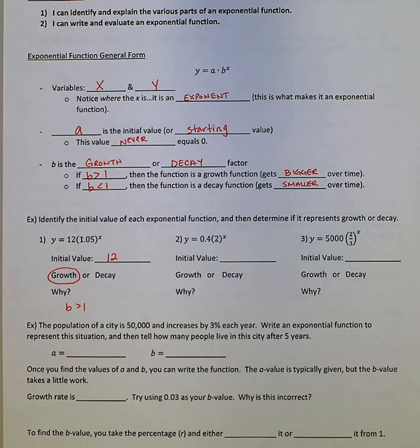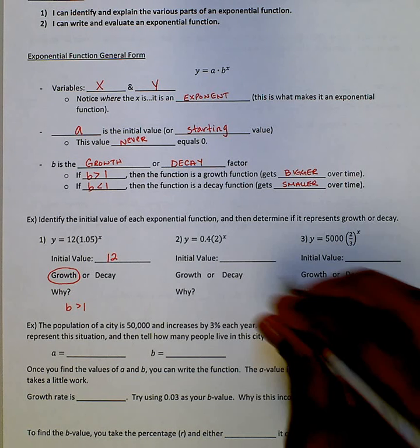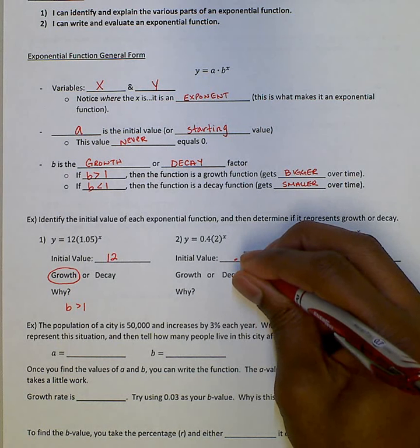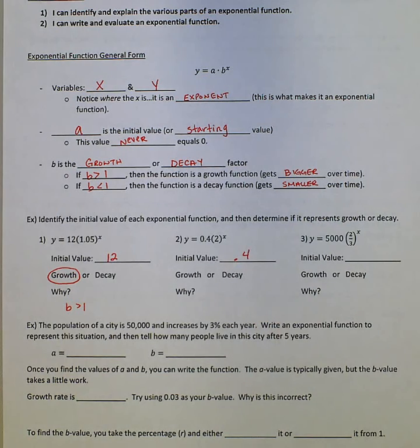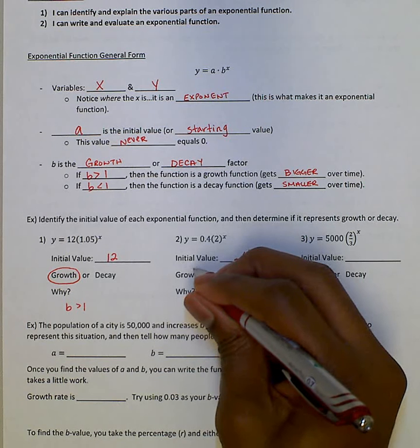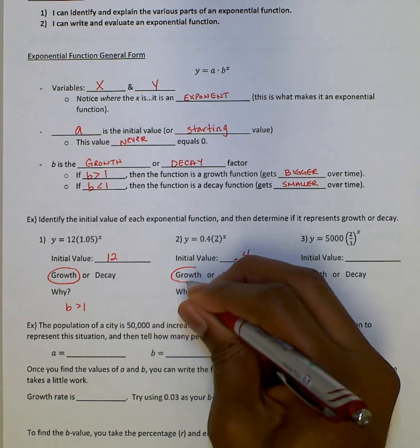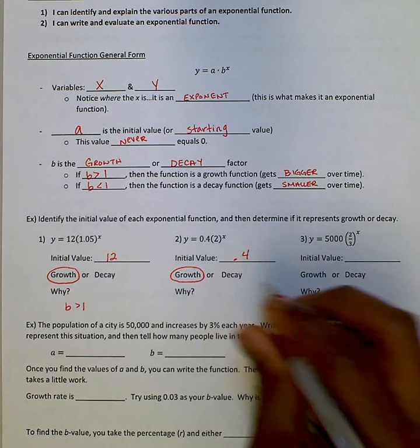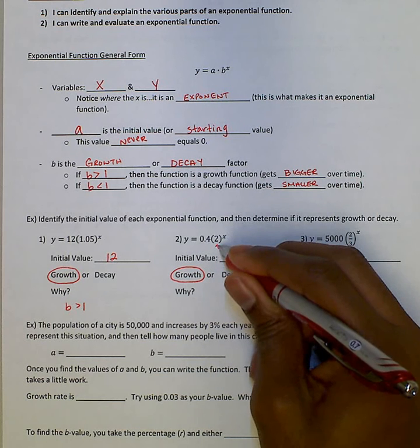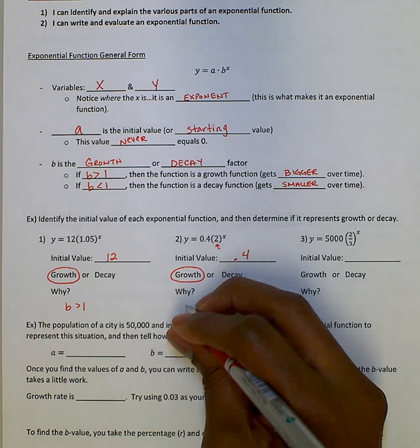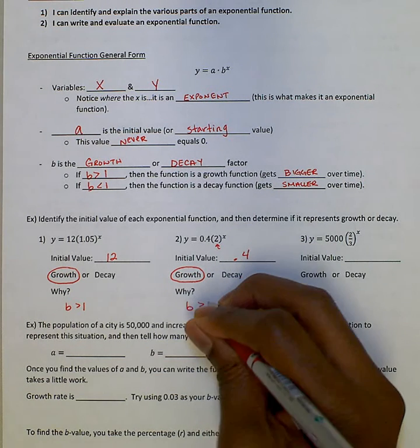For number 2, the initial value is 0.4. Is this a growth or decay function? Again, it's growth. If you thought decay, remember we're looking at the b value. The b value tells us if it's growth or decay. And again, b is greater than 1 because 2 is greater than 1.